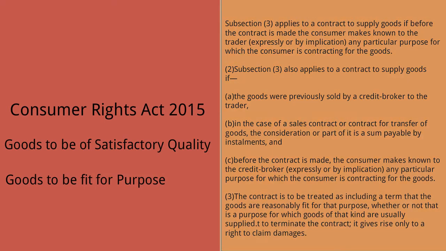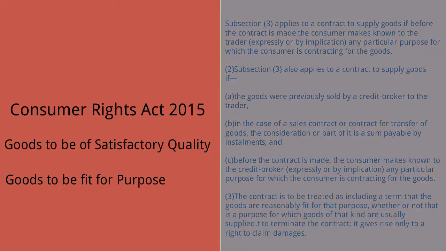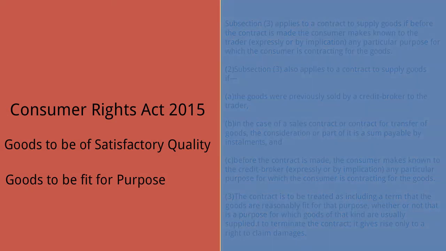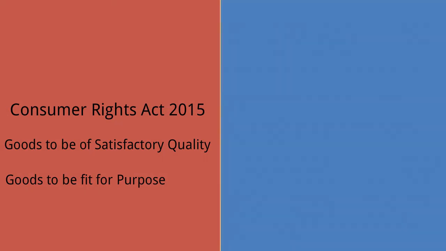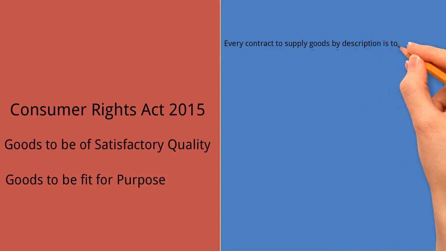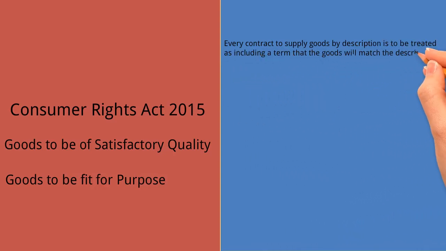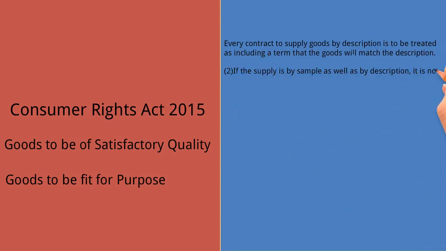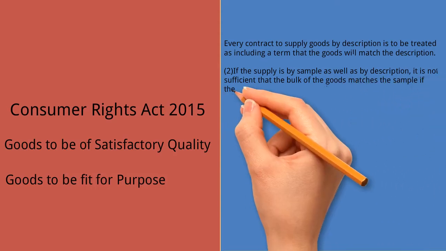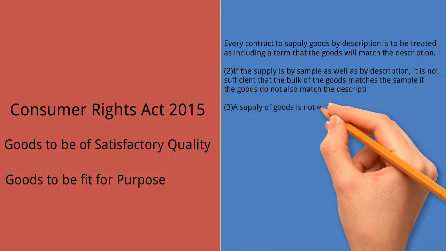And then the other section which is interesting is that the goods must be as described. If you're going into Burger King and they're saying it's 100% beef, then it must be 100% beef that you're eating. It can't be horse meat, as we've seen in the newspapers. So again, the goods must be as described.